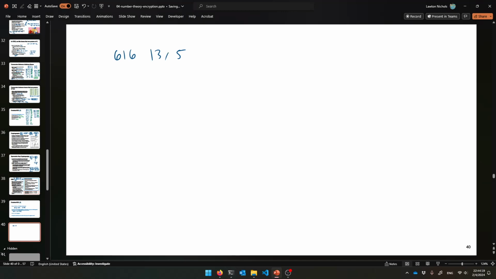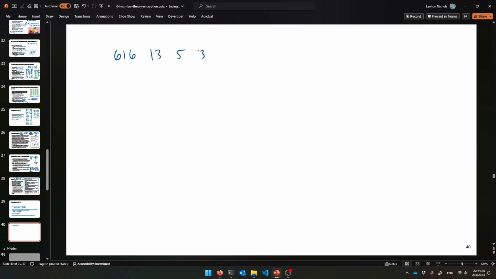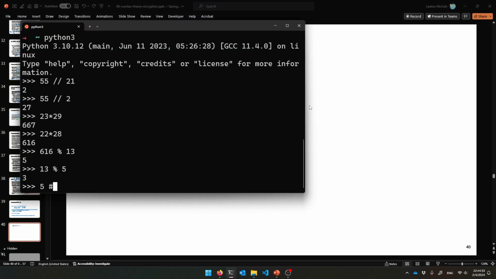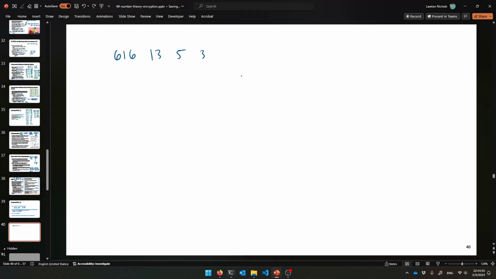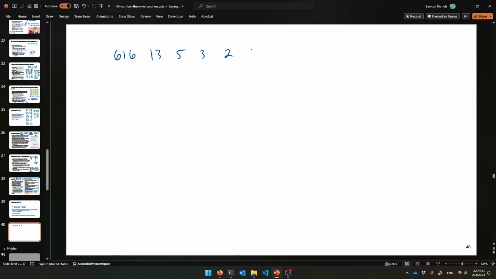So now I'm going to do 13 mod 5. This is just the normal GCD. So that's 3. Then 5 mod 3. There we go. 2 left over. 3 mod 2. Cool, the answer is 1. So that's going to be your final answer, because 2 mod 1 is 0.